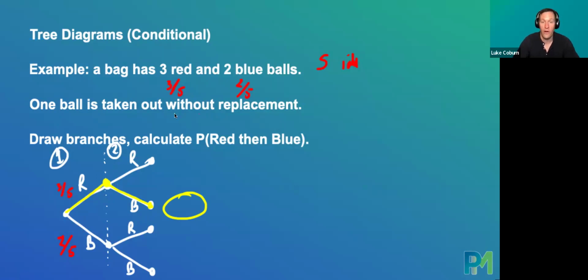So the first thing to note is that it's without replacement. So in the second case, it's actually a total of 4. And if I've already picked out a red one, now there's 1 less red one. So this is 2 out of 4. And this is also 2 out of 4. So the diagrams can be a little bit involved, because we haven't replaced it, okay? So now this is 3/5 multiplied by 2/4, or just 1/2, okay? Which is 3/10.